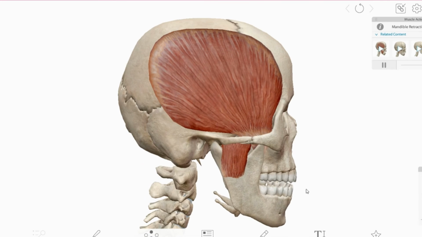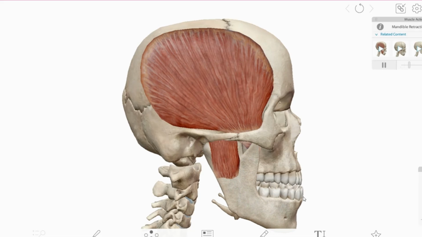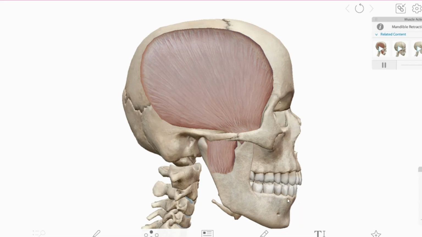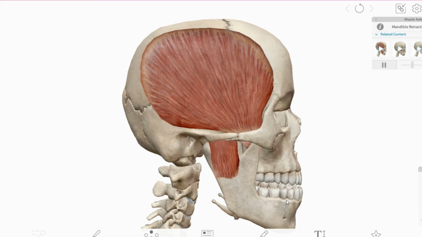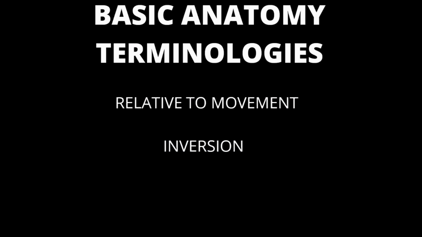Okay, in this slide, we see that the movement of the jaw is opposite from what we saw earlier. So here, the jaw is moving backwards. Okay, so this is called the retraction of the mandible. Next, we have the inversion and eversion. Inversion involves the movement of the foot so that the plantar area faces medially, while eversion involves the movement of the foot so that the plantar area faces laterally.